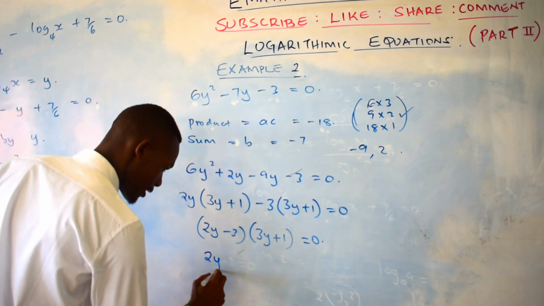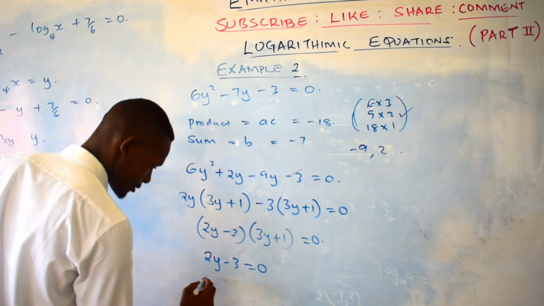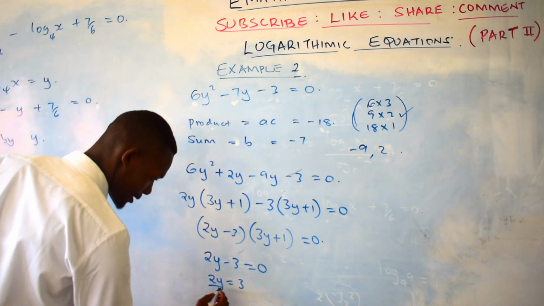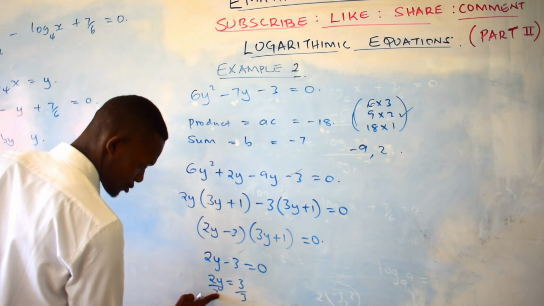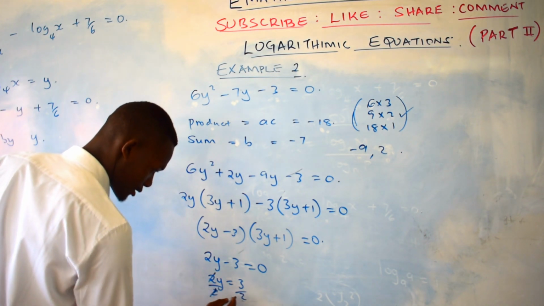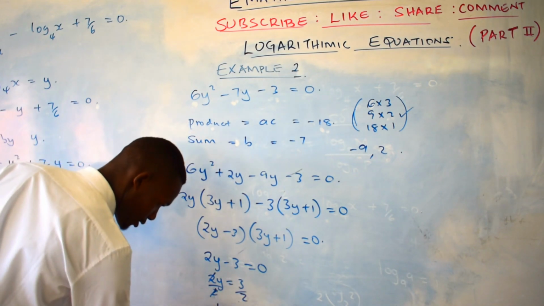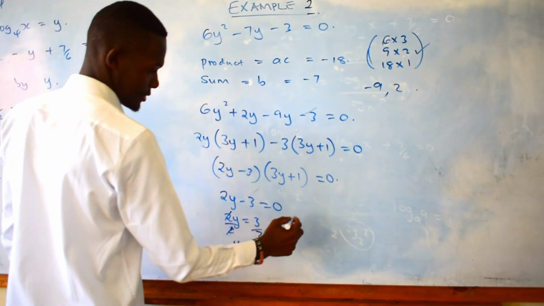So we have 2y minus 3 is either 0. So taking negative 3 on the other side, you have this one, and then you have positive 3. Therefore, divide by 2, sorry, by 2, not 3. So divide by 2, so that will remain 2. So our y equals 3 over 2.